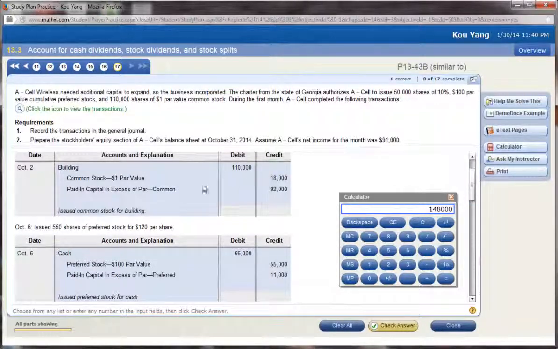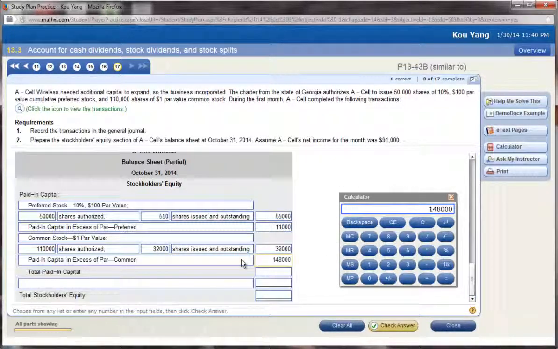Like I said, they were pretty easy. It's only $1 par, so however many thousands of shares you issue, that's how many thousands of dollars you're going to have here. So our total paid-in capital is going to consist of all of these numbers added together. So I'm going to take 55,000 plus 11,000 plus 32,000 plus 148,000. And that should be 246,000 for total paid-in capital.